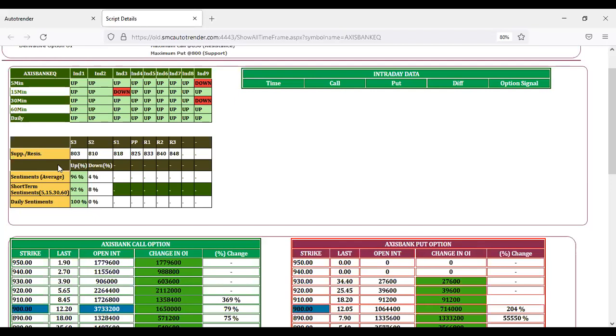Fourth is, don't play the 30 paisa game or 40 paisa game. I have noticed many traders say, sir, we'll take an SBI call. Why would you take an SBI call?